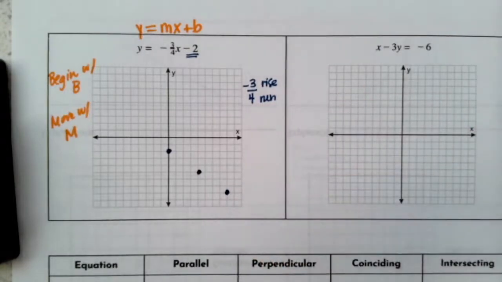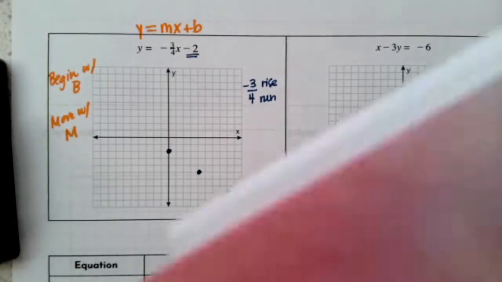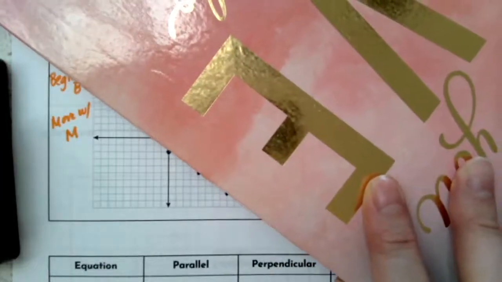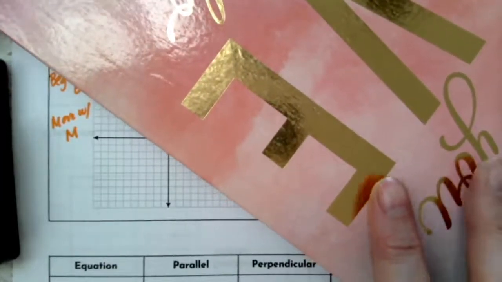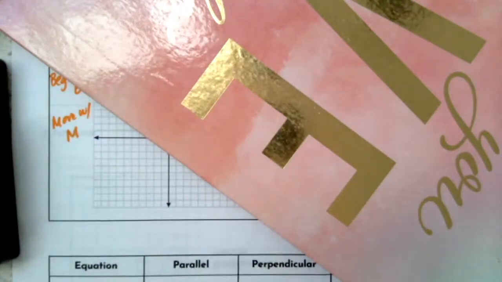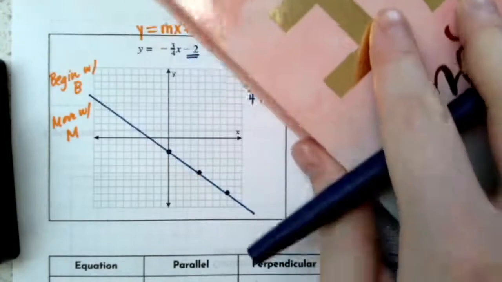And then you're going to want to use anything with a straight edge so that you can draw a straight line. So I have my folder that I'm going to use, and you're going to want to line up the points the best that you can and draw a line all the way through your entire coordinate graph.